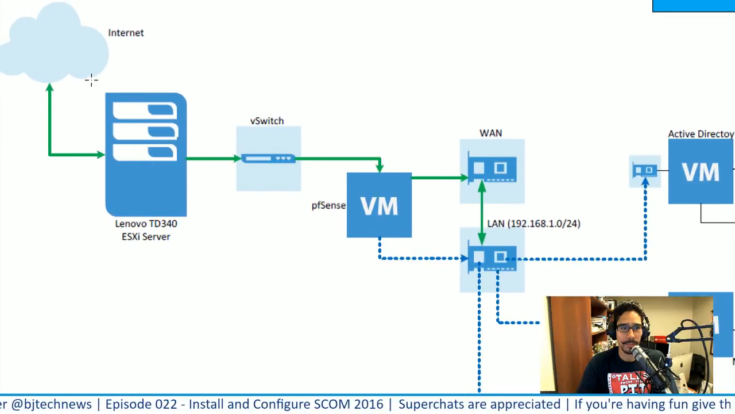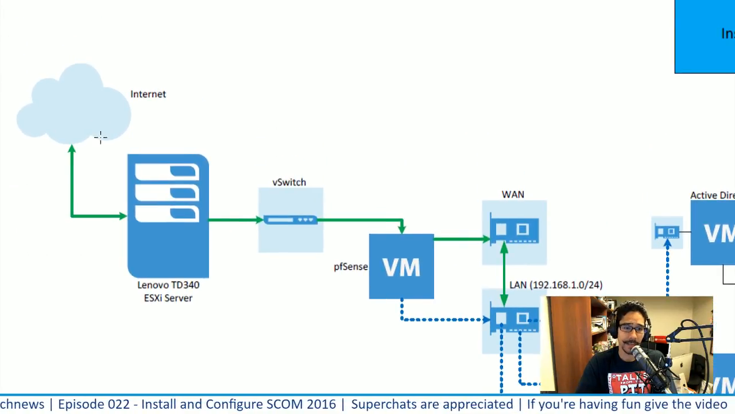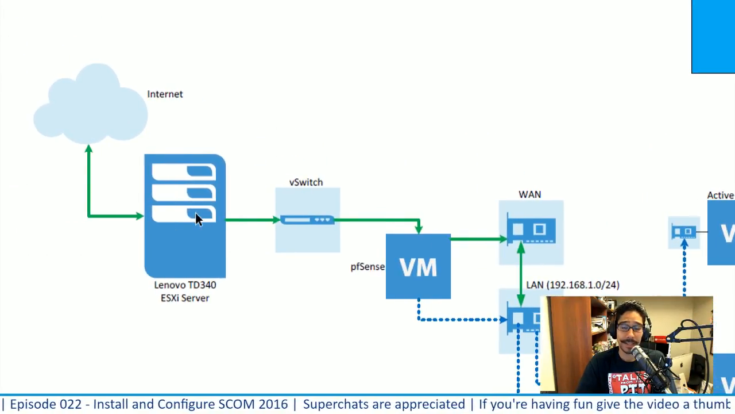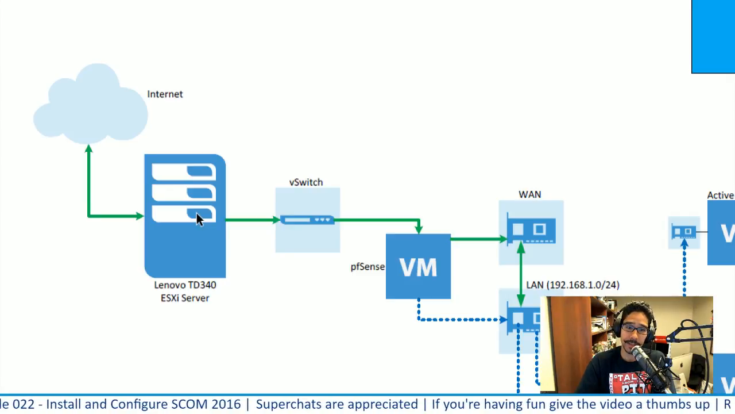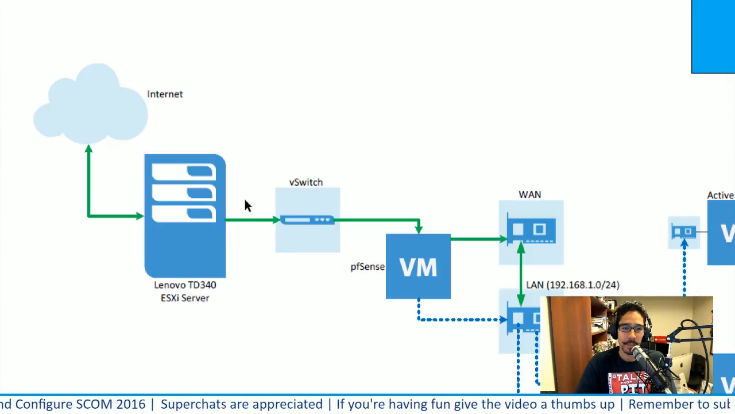And the way that I built my infrastructure is this. I got internet. Duh. The internet is connected to my TD340. Thank you so much, Lenovo, for hooking us up with that server. Within our ESXi server, we have a vSwitch. That vSwitch is actually attached to our pfSense. pfSense has two virtual NICs. One is the WAN, which gives internet access, and then that WAN is giving internet access to the LAN, which is a subnet of 192.168.1.0. You can actually change it to whatever you want.